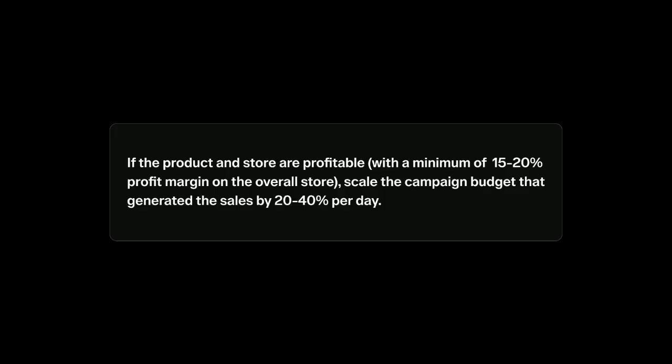If the product and store is profitable, with a minimum of 15 to 20% profit margin on the overall store, scale the campaign budget which has gotten the sales by 20 to 40% per day, depending on how fast you want to scale. For example, if the campaign budget was $100, scale to $120 if we scale with 20%. And of course, you can scale with 50%, and you can even double the budget as well, but this is just very dependent on your situation.